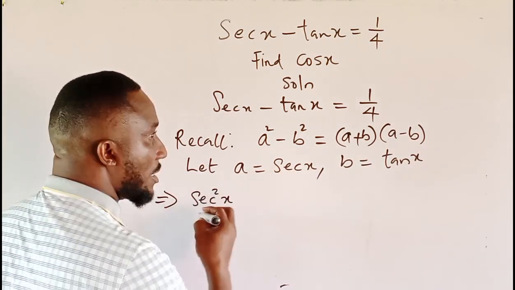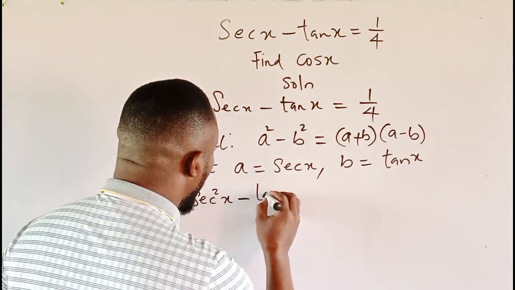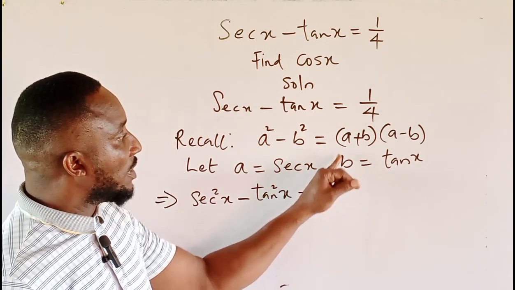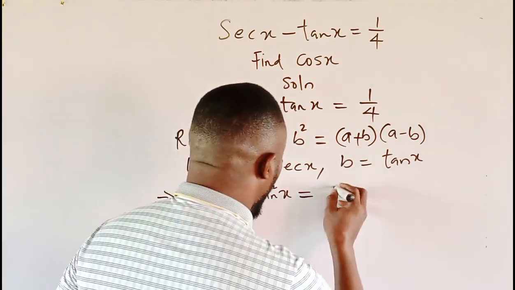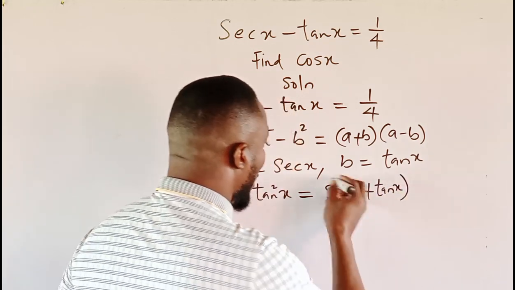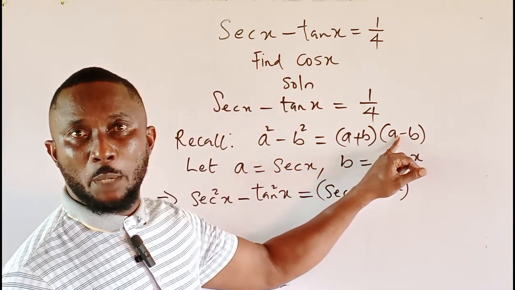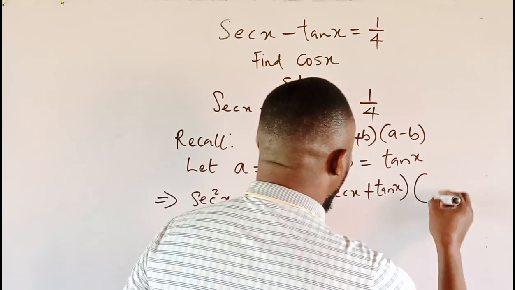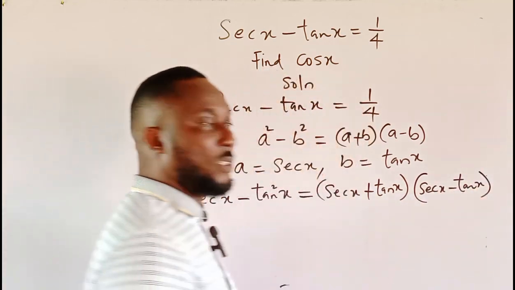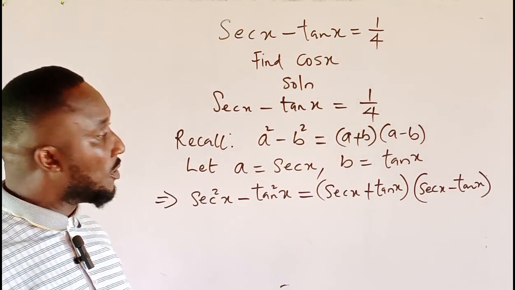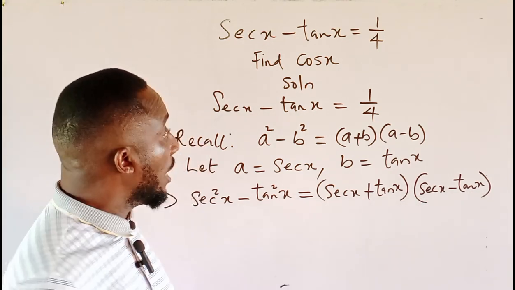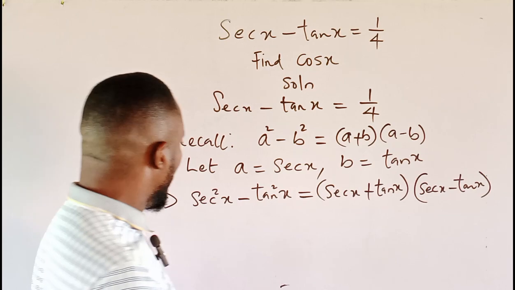sec squared x minus tan squared x. That becomes, the first parenthesis, a plus b, so that will now be secant x plus tan x. The second parenthesis, we have a minus b, so that becomes secant x minus tan x. So you can see that the answer is coming already. And we already have secant x minus tan x, which is 1 upon 4.